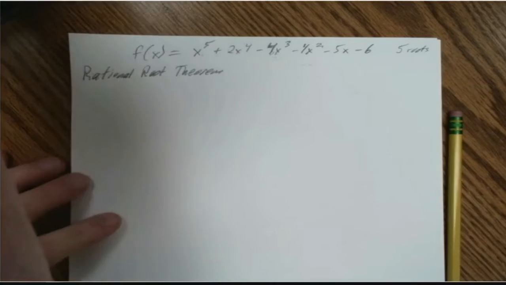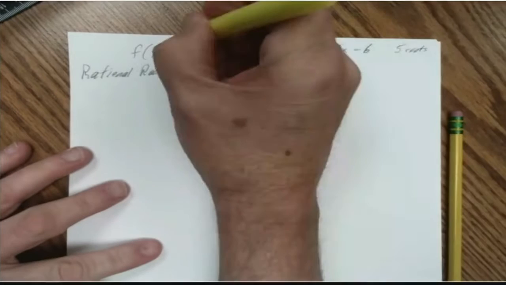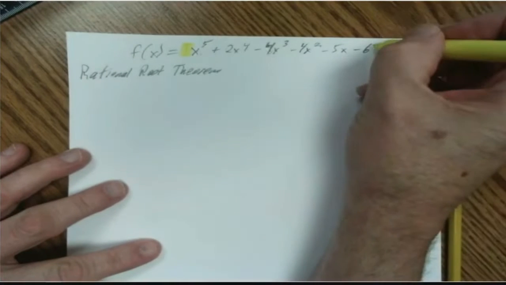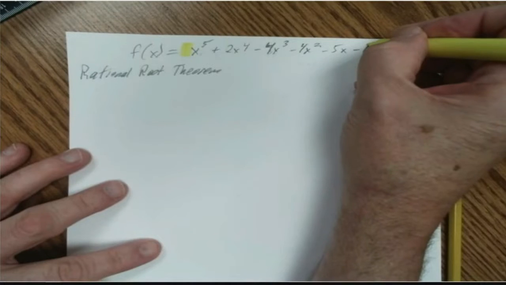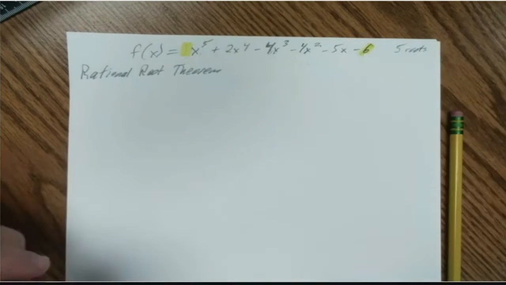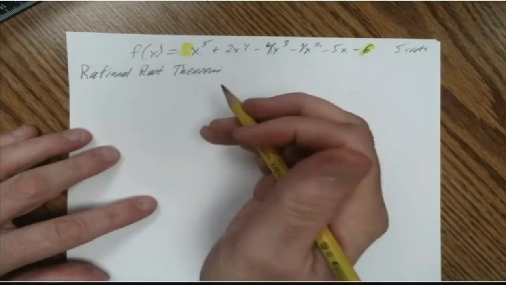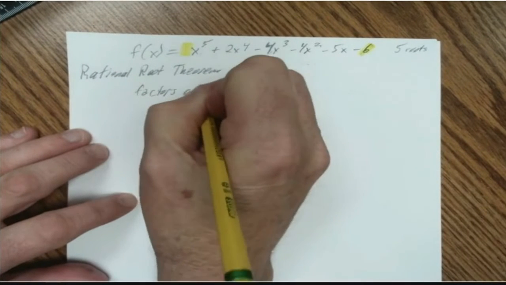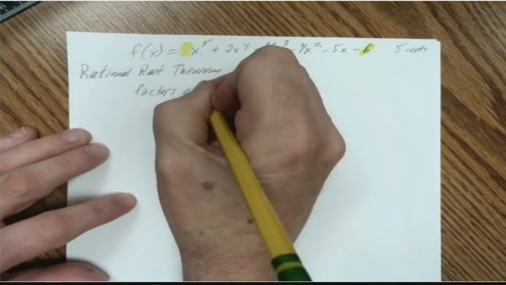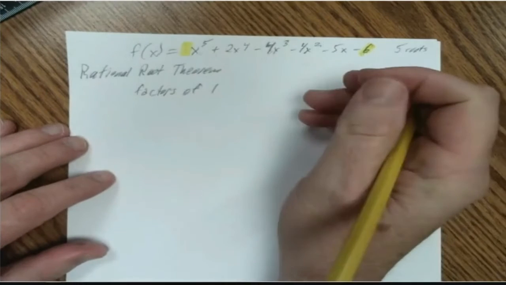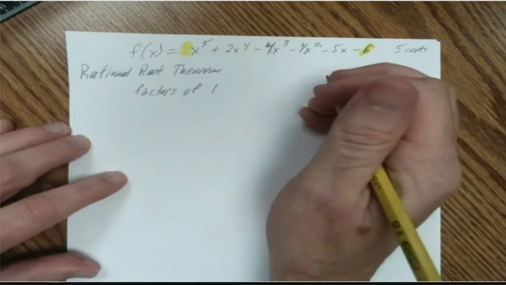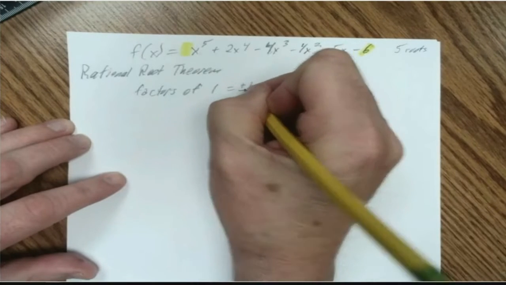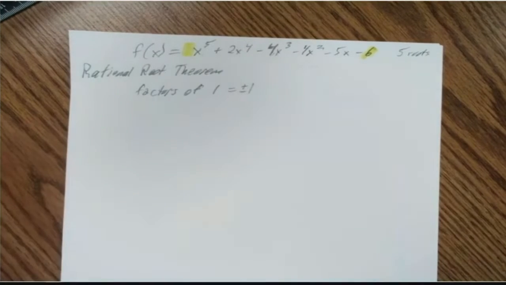So what you have to do is look at the coefficient of the first term, which is just a 1, right? There's no number there, so it's a 1. And you have to look at the last term and figure out what the factors are. Well, the factors of 1 are pretty simple. Factors of 1 are either 1 or -1, so we can say plus or minus 1. That's the only possible factors of 1.